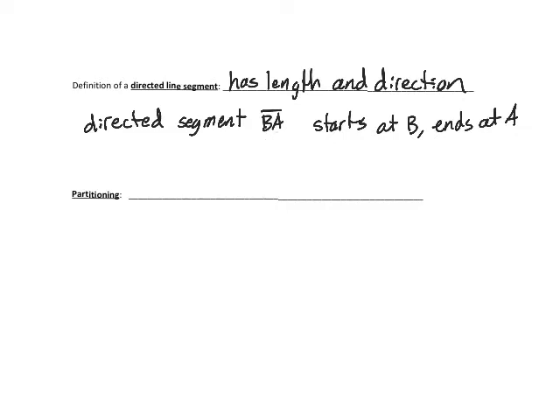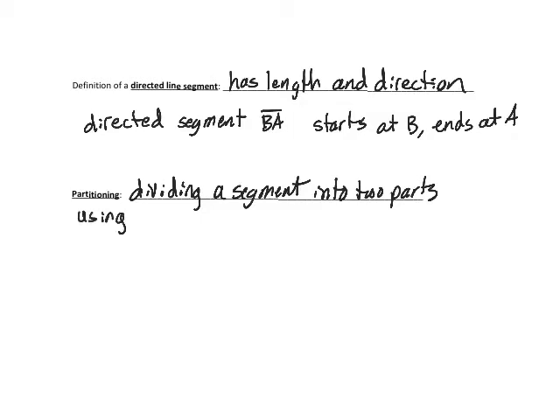Partitioning basically means dividing this line. We're going to divide it into two parts, but it's not going to be 50-50. So partitioning is dividing a segment into two parts using a given ratio, some kind of a ratio that we convert into a scale factor. So I'm going to write a couple steps down here, then I'll just work through examples, because the easiest way for you guys to get this is to see some examples.